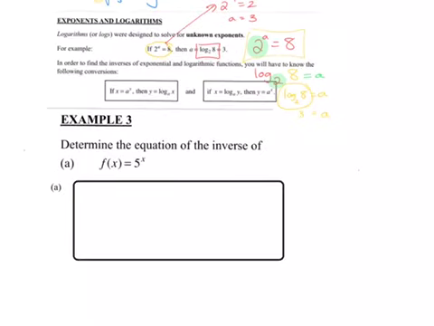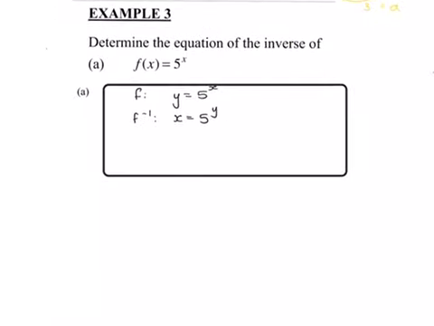So for this one, we need to determine the equation of the inverse for f of x equals 5 to the power of x. So the first thing you need to do is write f of x in the form y equals 5 to the power of x. And then our inverse, straight away, switch x and y. So where I see a y, I put an x. Where I see an x, I put a y. Then we've got to do the algebra. So the first bit, just swapping x and y. Then we've got to get y by itself.